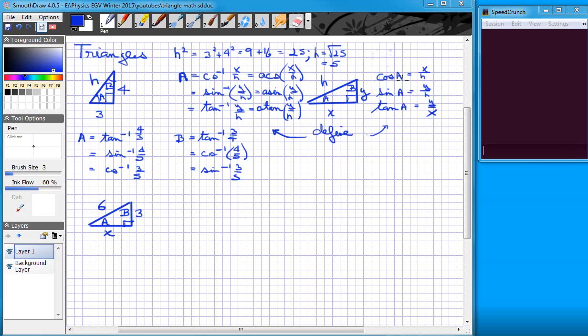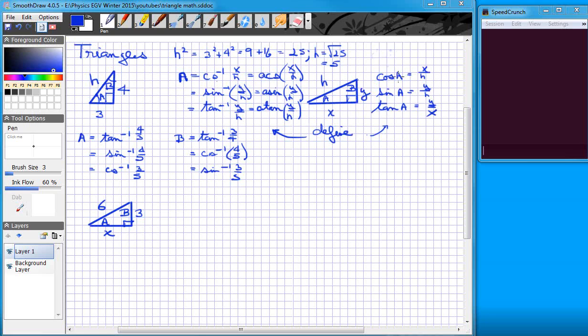right triangle. So the cosine of the angle A is defined as x over h, or in different words, the adjacent side over the hypotenuse, adjacent to the angle. The sine of A is the side opposite A divided by the hypotenuse, y over h. And the tangent is y over x, or in other words, it's the opposite divided by the adjacent.